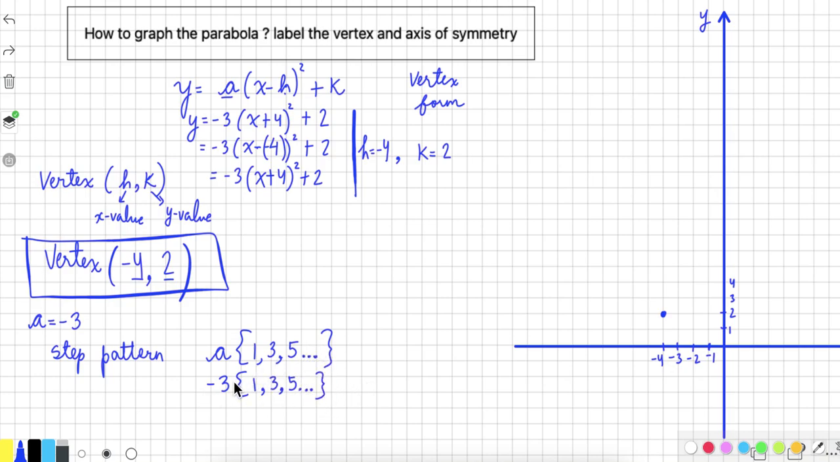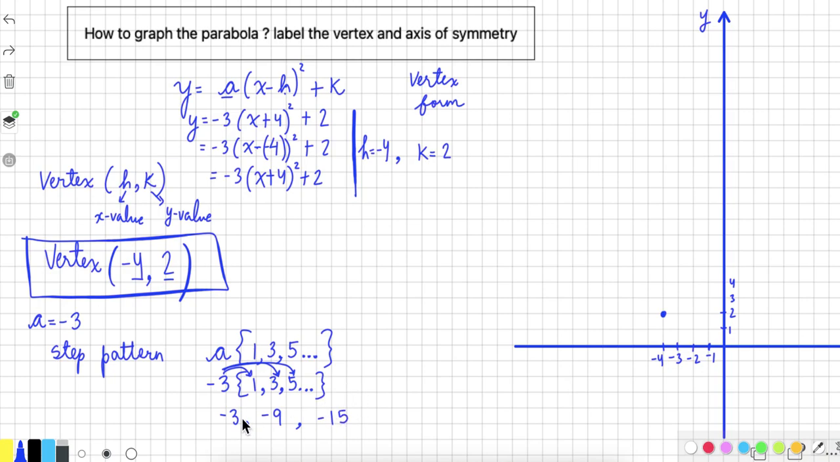So let's see. Right now the negative 3 here is multiplying by everything in the brackets. It's like negative 3 multiplies by positive 1, which is just negative 3. Negative 3 multiplying with positive 3 is gonna be negative 9. Then negative 3 times positive 5 is going to be negative 15 here.